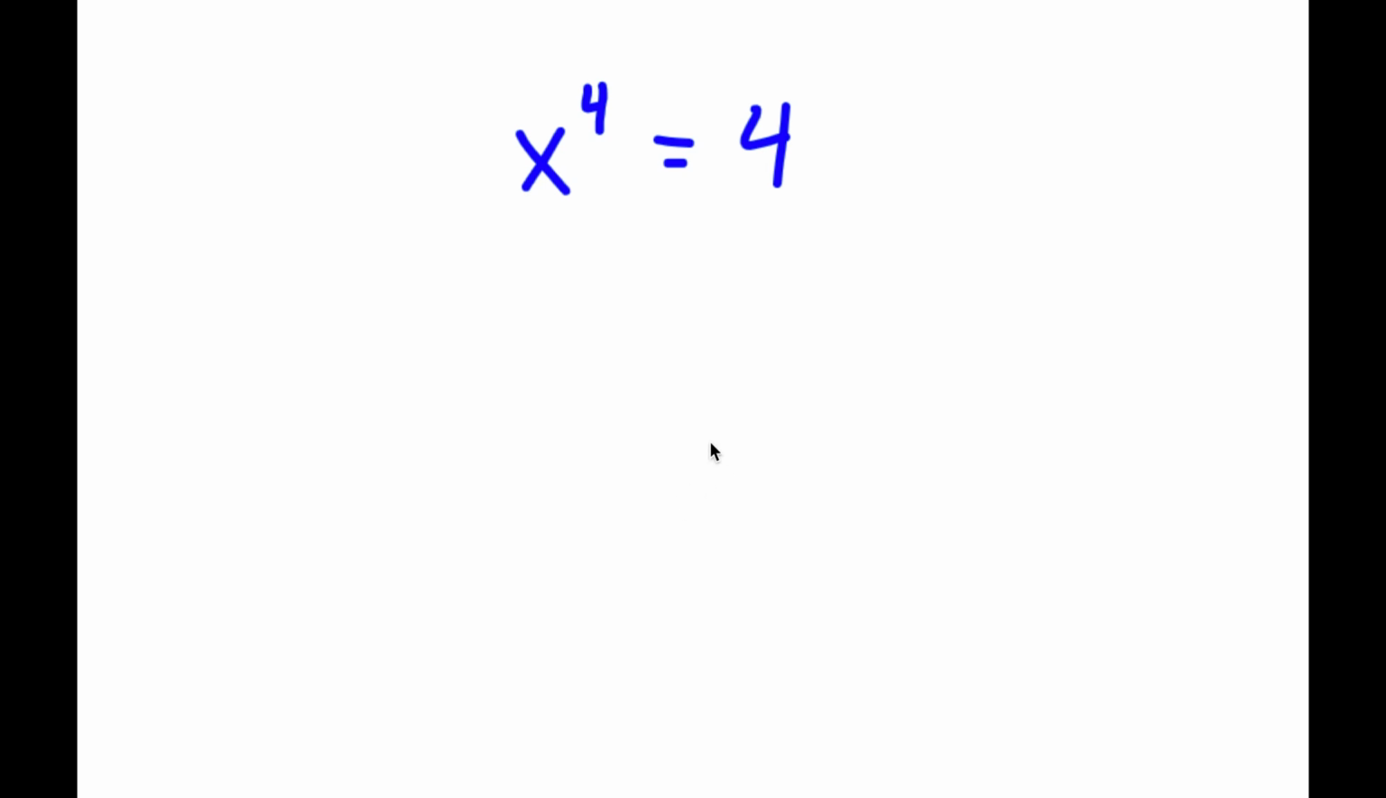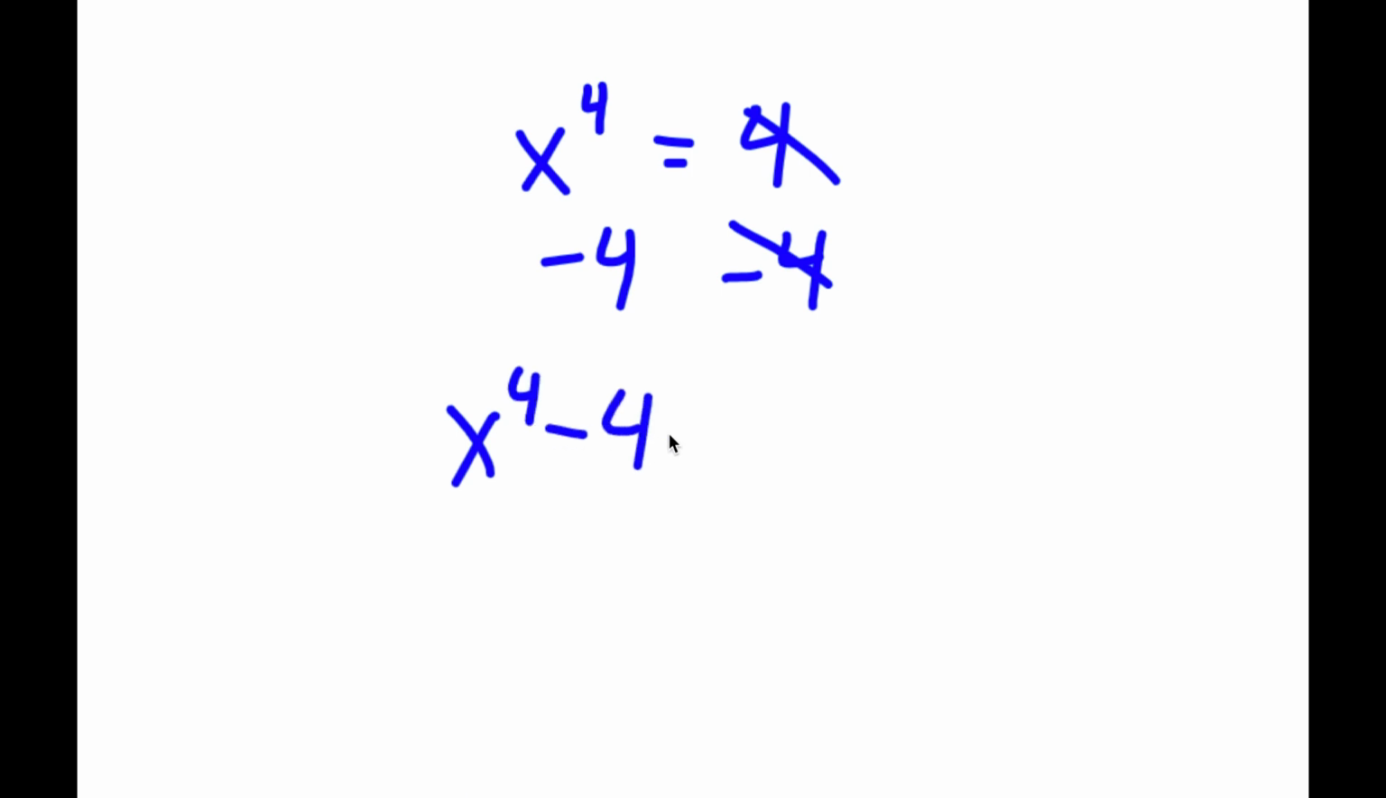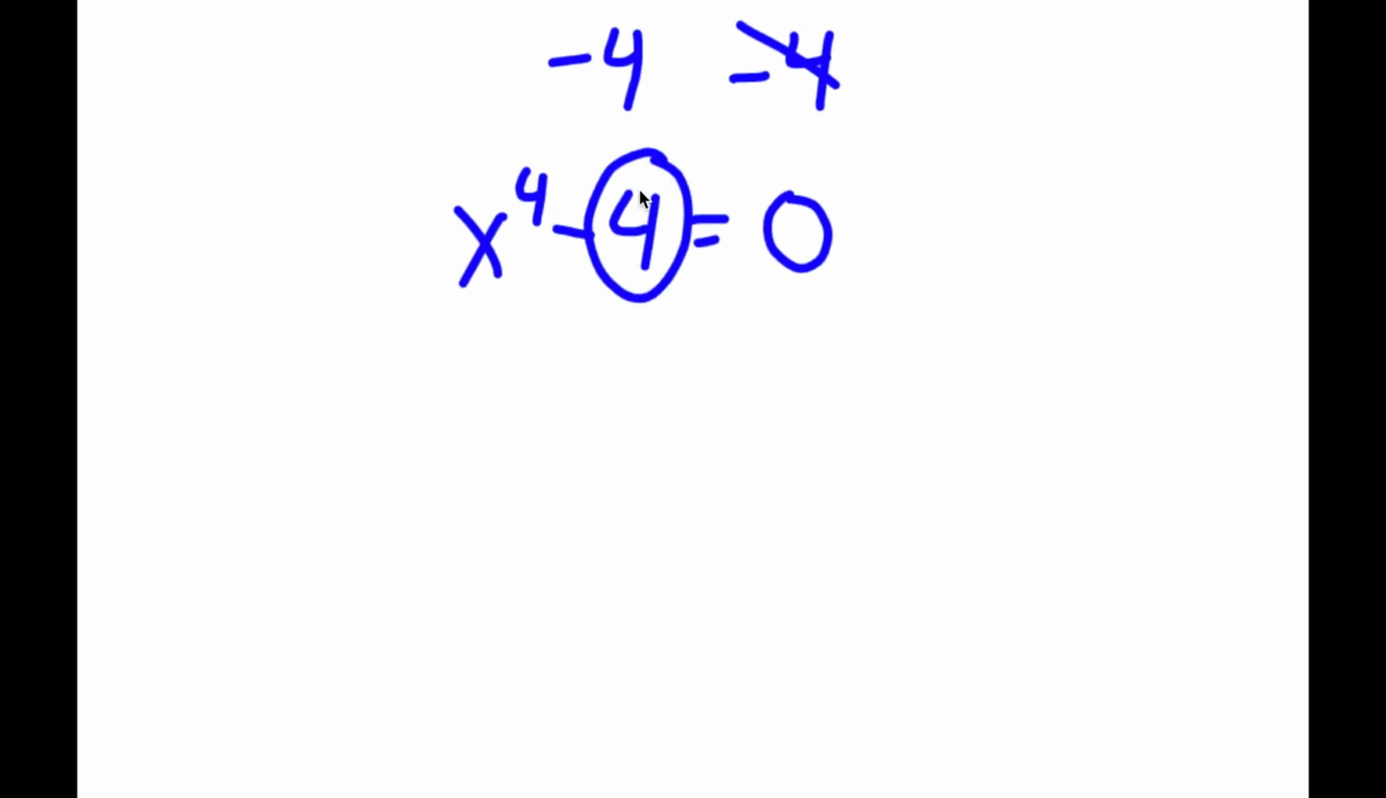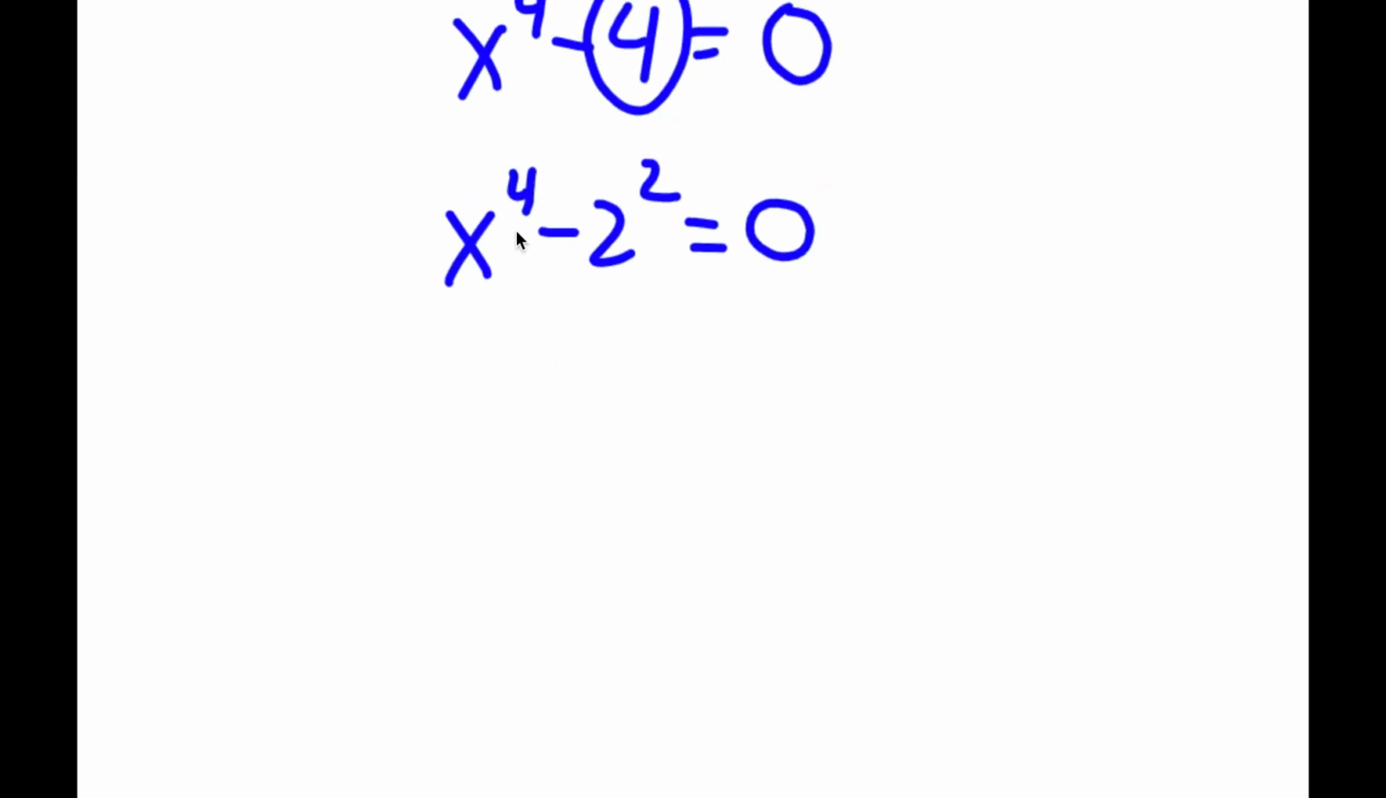Alright, so in this problem, I have x to the power of 4 is equal to 4. So to solve this, I'm going to first start by subtracting 4 on both sides. So then these two cancel out, and I get x to the power of 4 minus 4 is equal to 0. Now, I'm going to rewrite 4 here as 2 squared. So now I have x to the power of 4 minus 2 squared is equal to 0. And I'm going to write x to the power of 4 as x to the power of 2 times 2. So I have x to the power of 2 times 2 minus 2 squared is equal to 0.